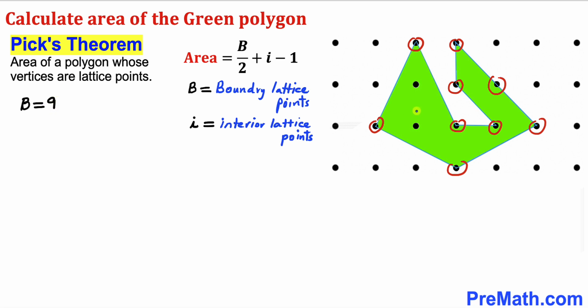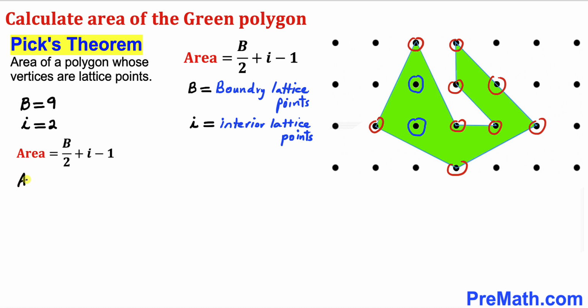And now let's go ahead and count the interior points inside the polygon. We can see we have just got 2 interior points, as you can see. So therefore, our I is going to be equal to 2. Now let's go ahead and fill in the blanks.